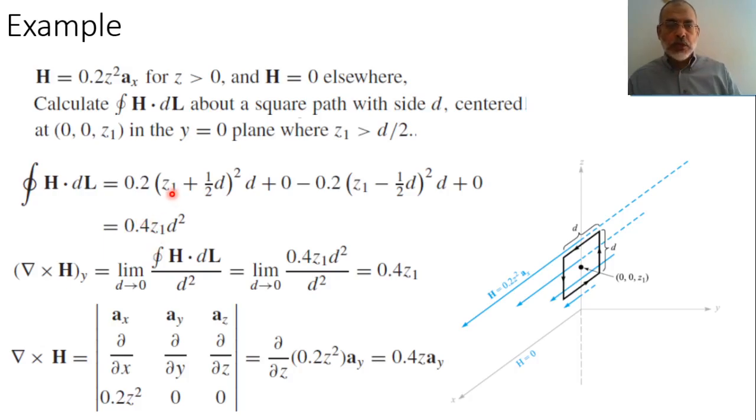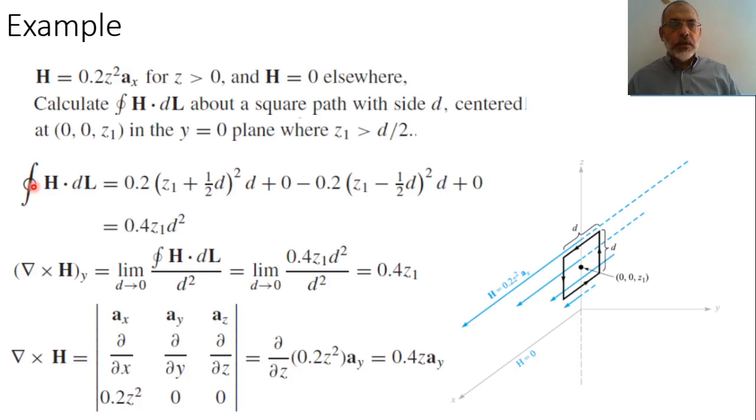And the other two terms which relate to z1 and d over 2 would be cancelled by the negative sign. Okay, so the integration over the closed loop in this case would be 0.4 z1 multiplied by d squared. And we can apply z1 to be d over 2. Alright, now this is by using the integral form.